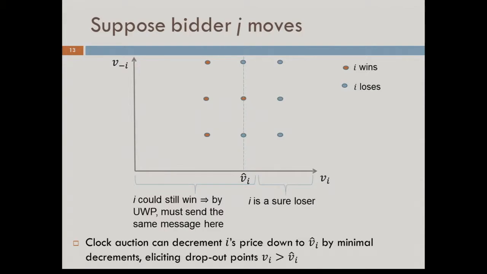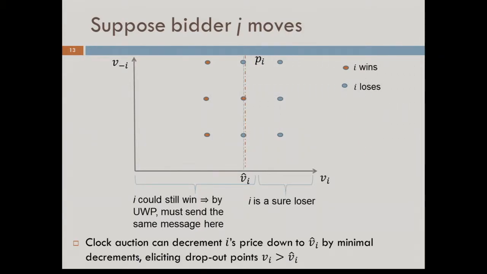Now, because of that, when the clock auction stops, we learned nothing about the bidders whose value is VI hat or lower. But in the original protocol, we didn't learn anything about them either, because it was a privacy-preserving protocol to begin with. Therefore, this clock auction will reveal exactly the same information as the original protocol. Maybe more information about the losers, but exactly the same information about the winners. Does it make sense somewhat intuitively?